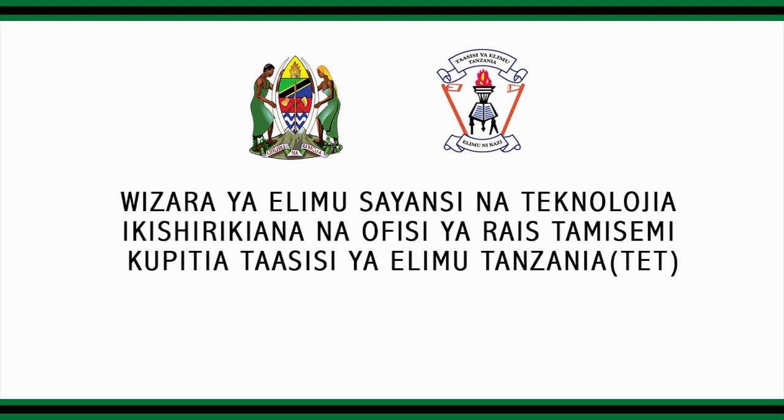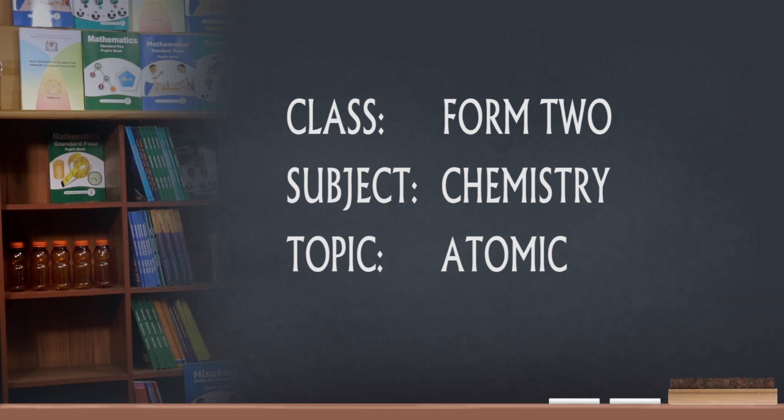Number 3, atoms of the same element are identical in all aspects. Example, a carbon atom is the same as another carbon atom. Number 4, atoms of different elements are different in all aspects. Example, oxygen atom differs from nitrogen atom. Number 5, atoms combine in a small whole number ratio to form compounds. Example, 2 hydrogen atoms combine with 1 atom of oxygen to form a water molecule with a ratio of 2:1.